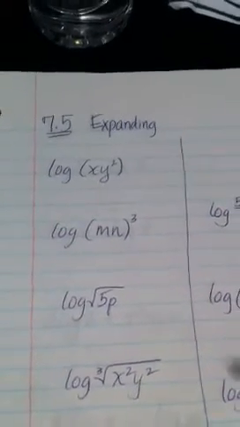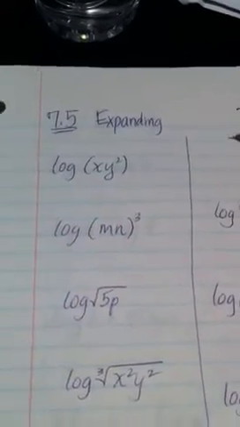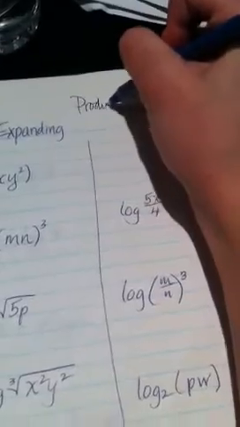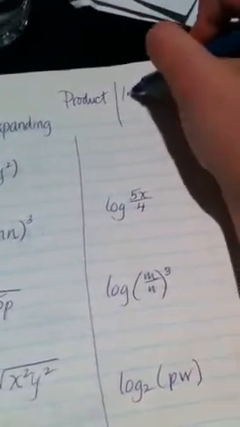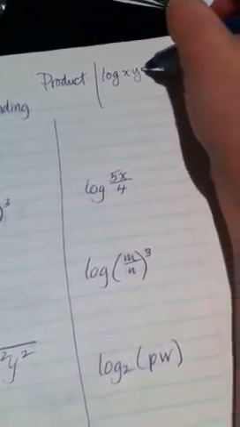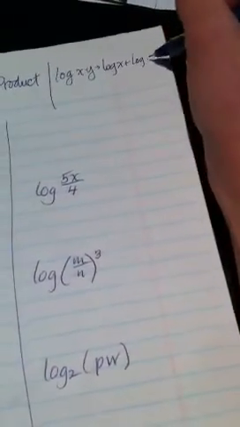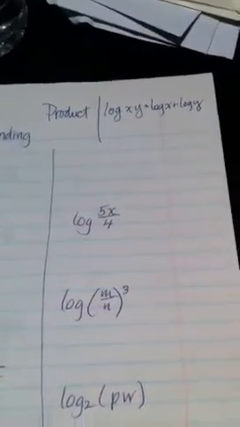Expanding. Okay, so I'm debating. I think I'm just going to write the little properties in case you don't have them. So there's the product property, which says if I have the log of a product, then I can separate those and turn it into addition.